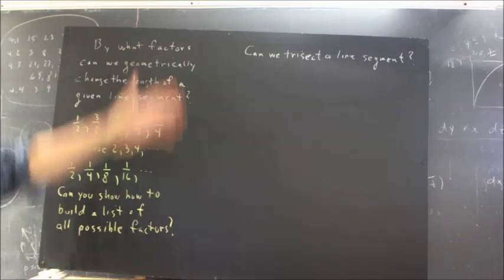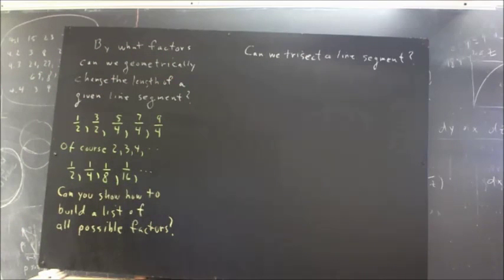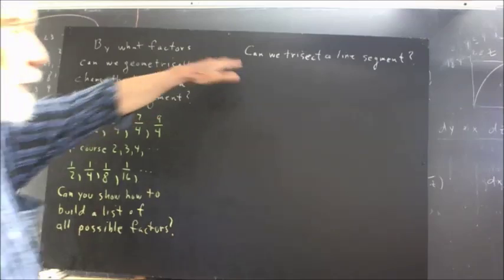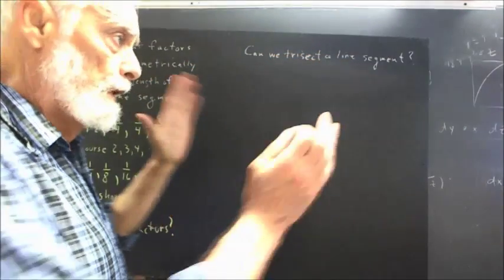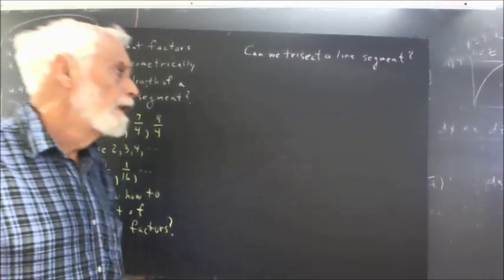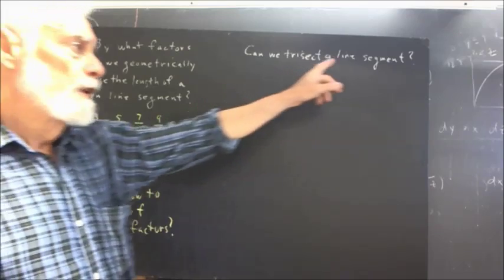Now there's a related question. Could you get a factor of 1/3? Okay, so can we trisect a line segment? Can we cut a line segment geometrically, by geometric construction? And I don't know why the camera wanted to go out of focus there, but let's see if we can bring it back. Come on, I'm still fuzzy. Okay, there we are. Can we trisect a line segment?